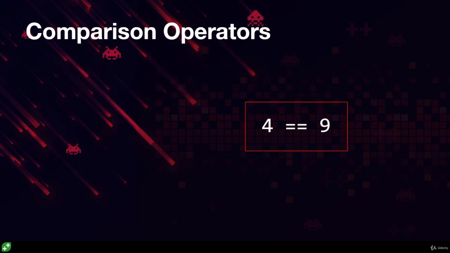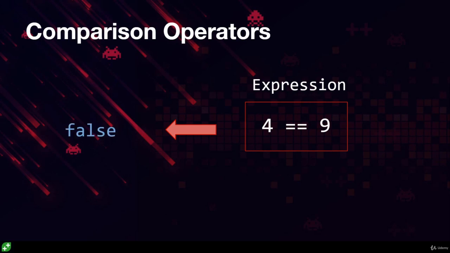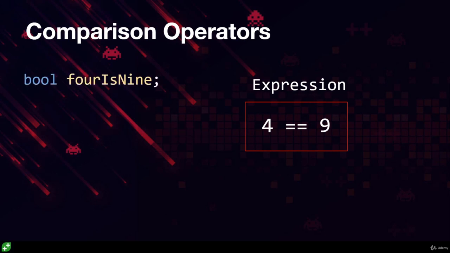Now, in this comparison, the double equals is the operator, and the 4 and 9 are its operands, the things that the operator operates on. Together, an operator and its operands form an expression. An expression performs an operation, such as a comparison, and then returns a value. So take a look at this expression. We call this expression 4 is equal to 9. Now, this expression returns a value, and since the value 4 is not equal to 9, this expression returns a value of false.